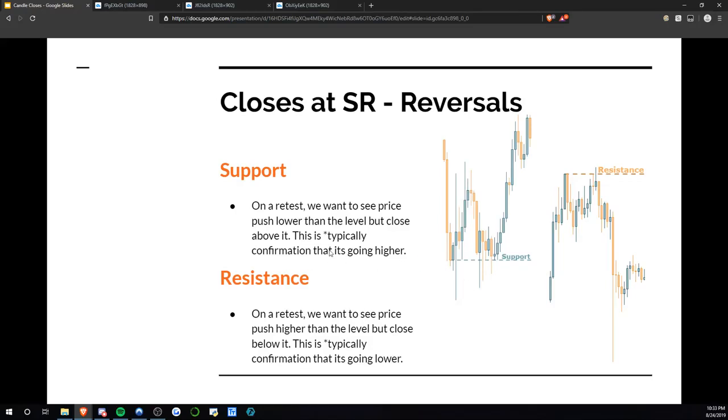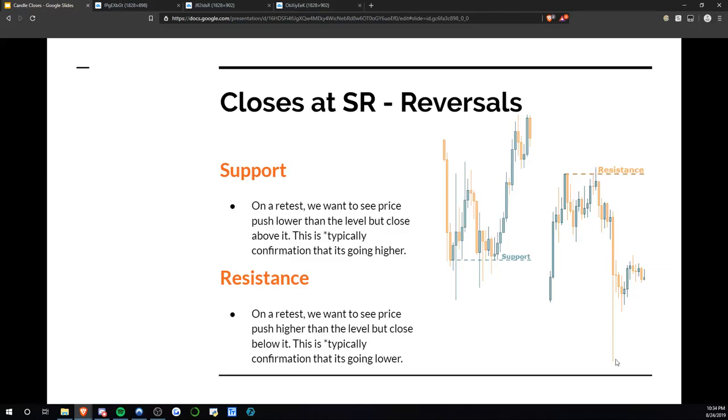And then the opposite for resistance. On a retest, we want to see price push higher than that resistance level, but then get pushed back below it and close down there. This is typically confirmation that it's going to go lower. As you can see, price rallies, using this highest close right here as resistance. It sells off a little bit, comes back, tests it as resistance, pushes higher with that wick, ultimately gets sold off a little bit, closes below that level, and then sells off hard. All it took was one push above it, then a close below it, and then it dumped hard.